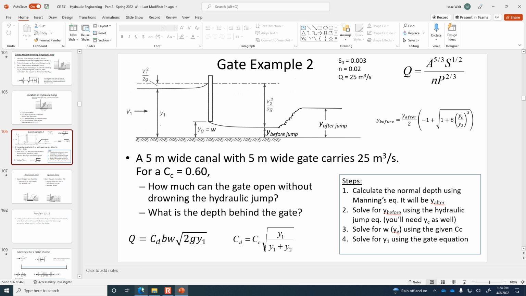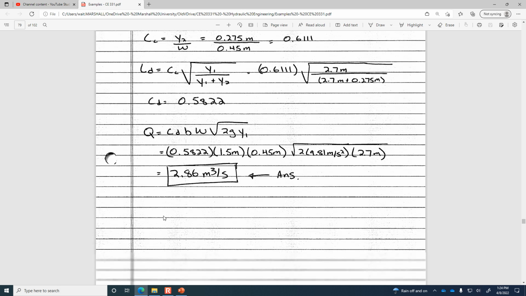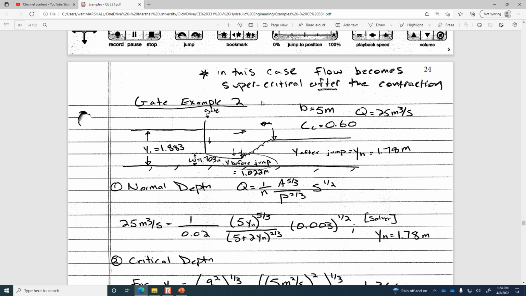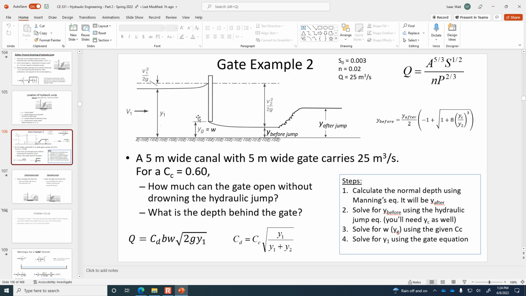Allow me to interrupt for just a moment. I'll let you get back to it, but I just wanted to show a couple of things up at the top. So first of all, we are establishing the normal depth, because this is a very special case. It's asking how high can you open the gate without drowning the jump. If we open it too high, remember the hydraulic jump will approach the gate and it will drown. And so we want to find out the maximum opening height, and we're saying it's going to be the normal depth after the jump.